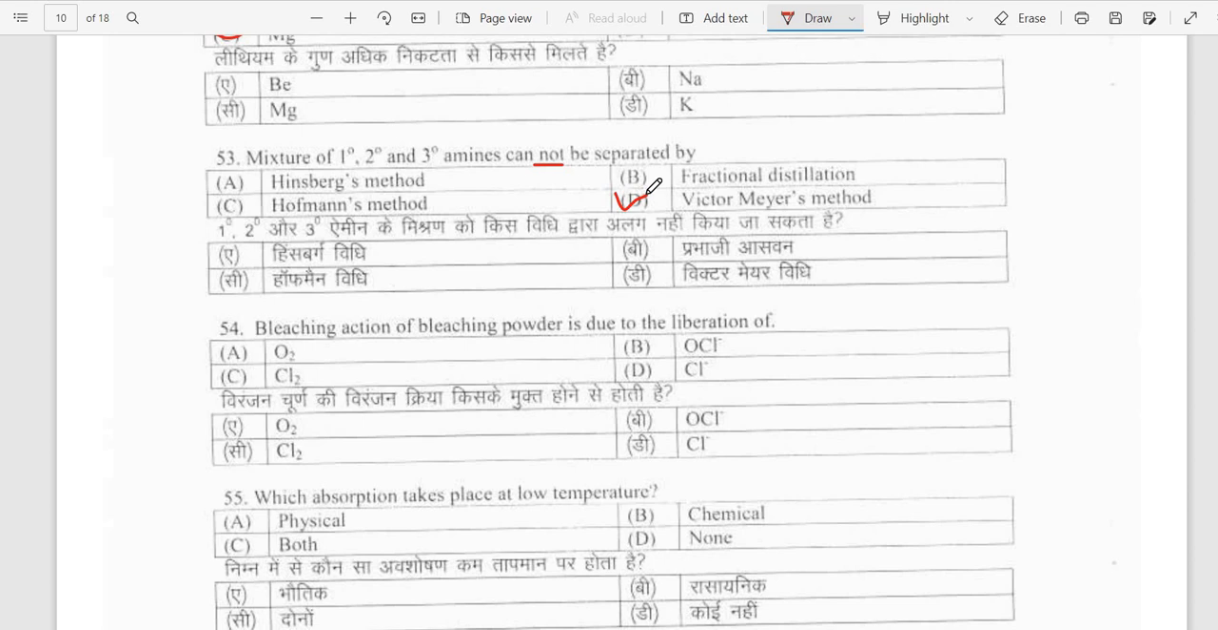Next one, bleaching action of bleaching powder is due to the liberation of. Obviously, the bleaching powder formula is CaOCl2, calcium chlorohypochlorite. That's why the bleaching action of bleaching powder is due to the liberation of Cl2.